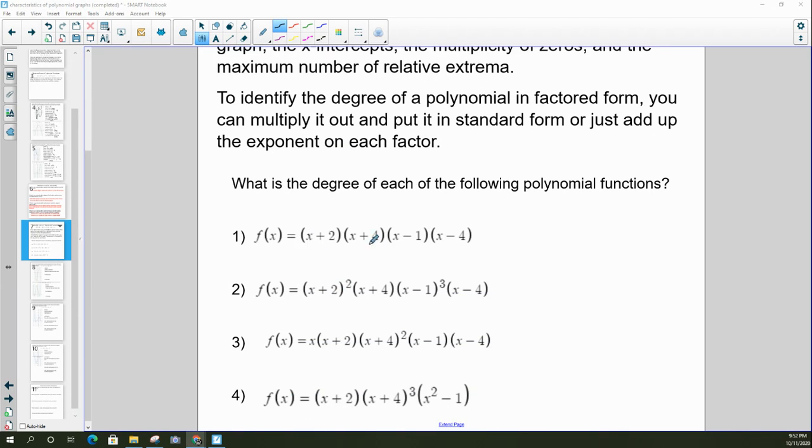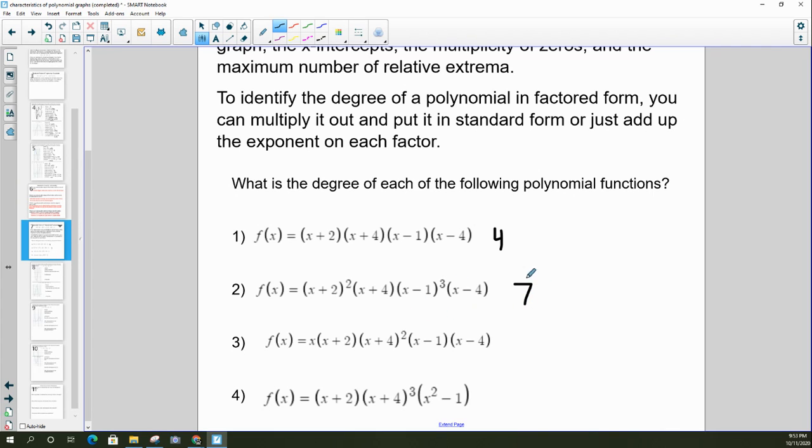Right here, this one has 4 factors. Every exponent is 1. The exponents on the x are 1, and the exponents outside are 1. So this is just a degree of 4. Now, this x plus 2 squared means that factor is there twice. So that has a degree of 2, this one a 1, this one a 3, this one a 1. You add all those up: 2 plus 1 is 3, 3 plus 3 is 6, 6 plus 1 is 7. This would be a 7th degree polynomial.